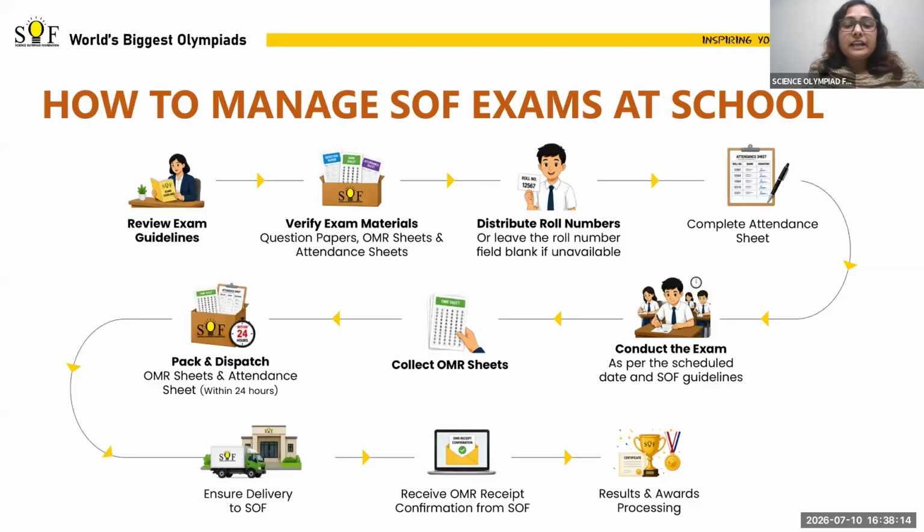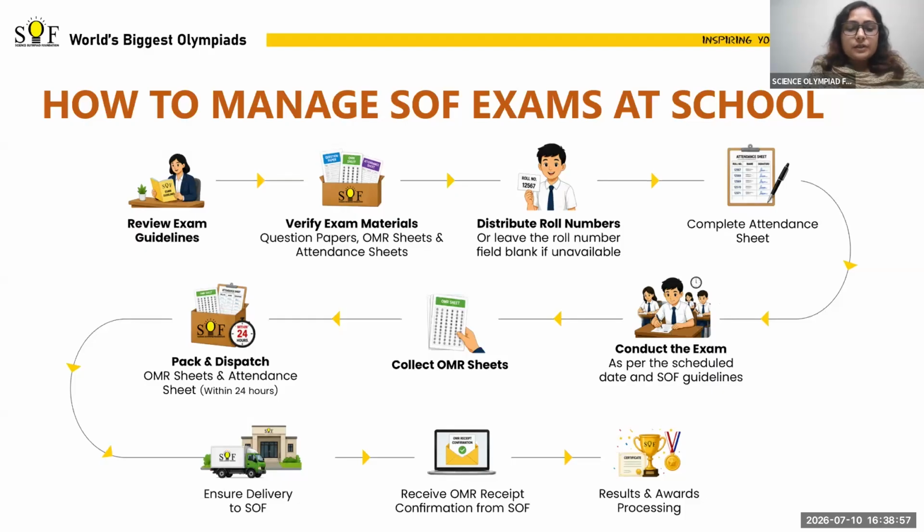The first step is to carefully review the SOF exam guidelines to understand examination procedures and responsibilities. These guidelines are enclosed with the question paper for each Olympiad and should be read thoroughly before conducting the examination. Next, verify the exam material received from the SOF side, including the question papers, OMR sheets, and attendance sheets, to ensure that everything is complete. To minimize errors, pre-printed OMR sheets with the student's name, class, and roll number are provided for classes 1, 2, and 3.